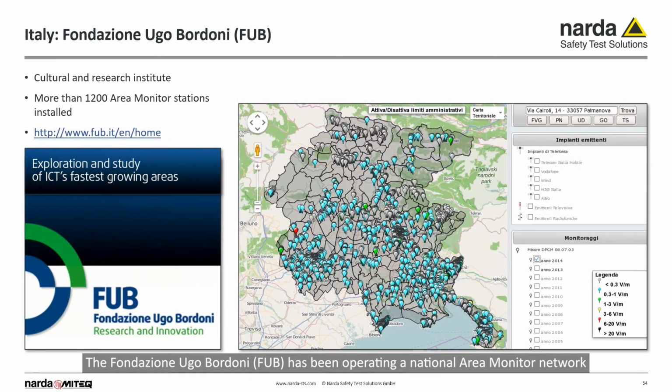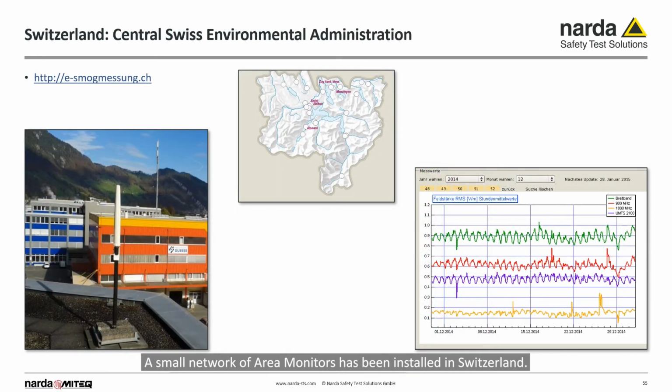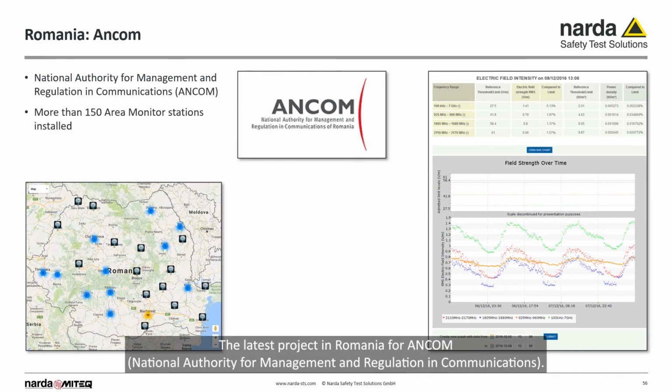The Fondation Bordoni has been operating a national area monitor network of more than 1,200 area monitors in Italy, the birthplace of area monitoring. Their policy of proactively informing the public has resulted in more than 50% fewer objections and protests against mobile communication installations. A small network of area monitors has been installed in Switzerland. The primary focus here, too, is to inform the public, and the latest project is in Romania for ANCOM, the National Authority for Management and Regulation in Communication.